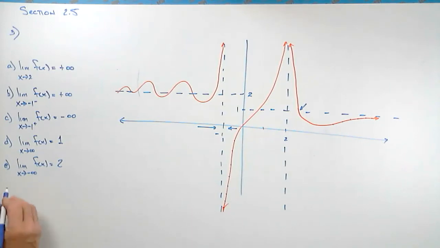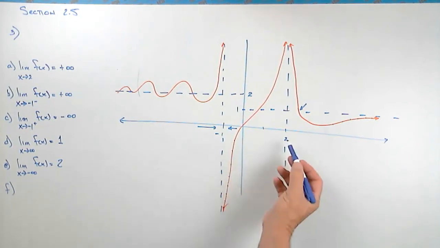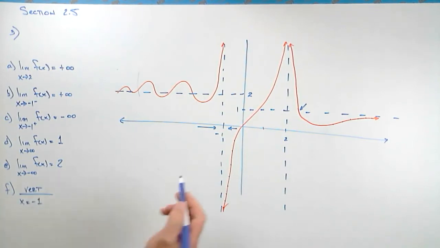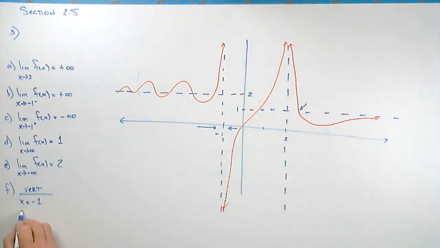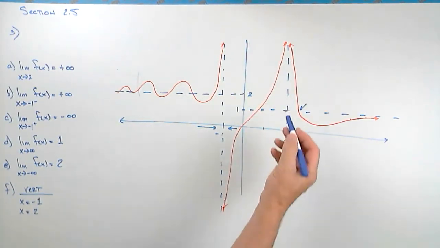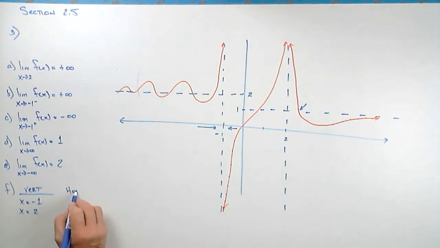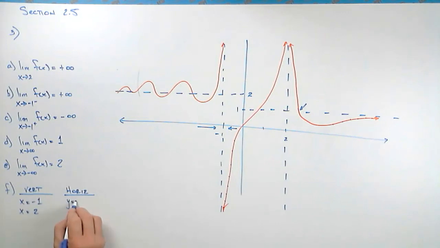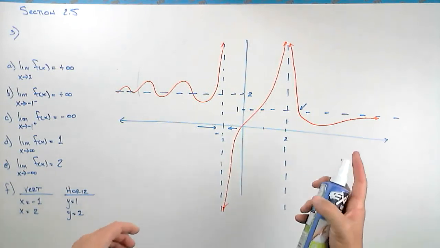And then part F says, write the equations of the asymptotes. Well, we have 2 vertical asymptotes. The first one is x equals -1. That's our vertical line. We have x equals 2, our other vertical line. And then for horizontal asymptotes, we have y equals +1, and we have y equals +2. Okay. So that's number 3. Let me erase this.